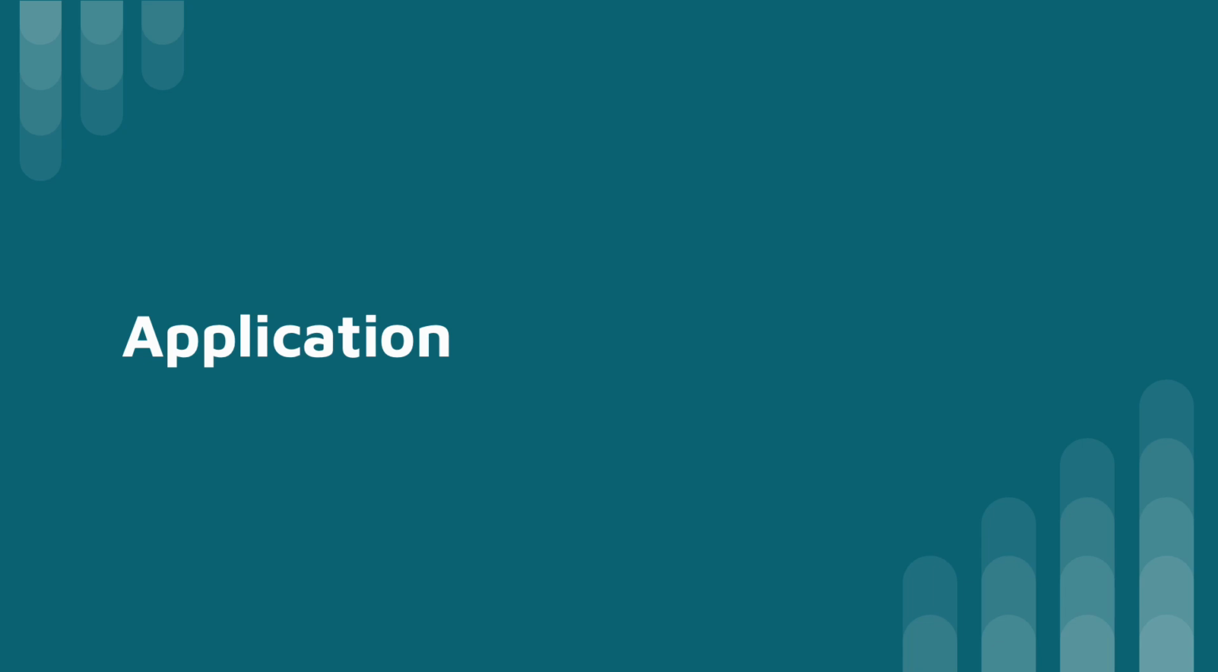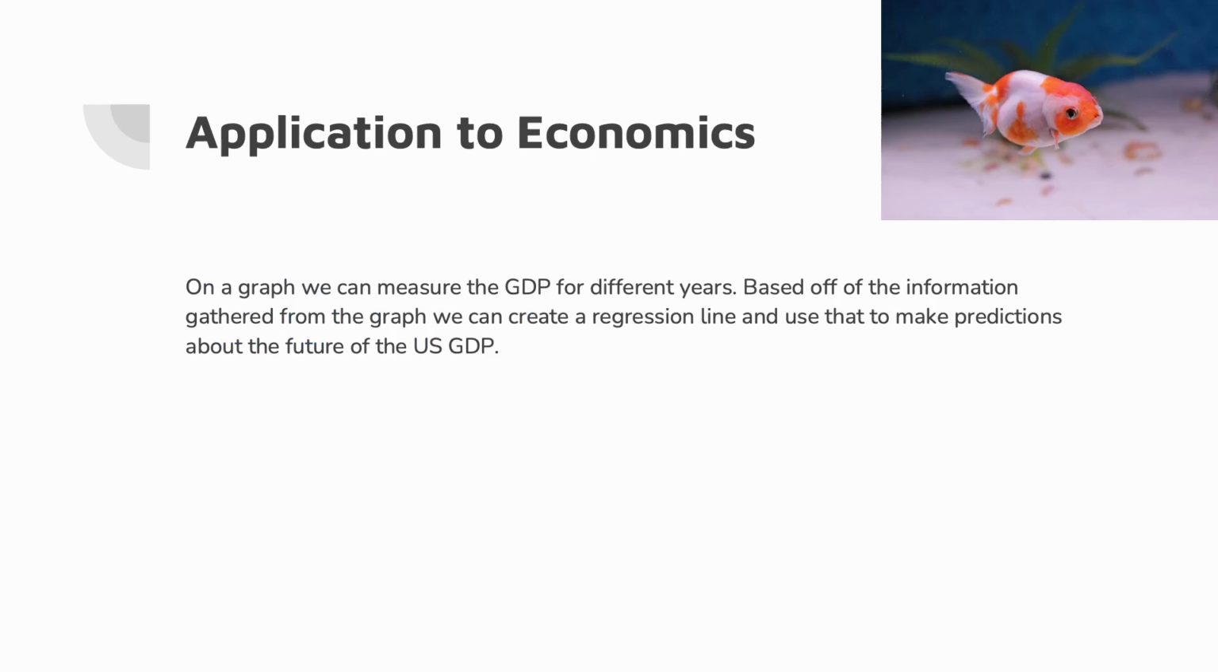Moving on to the application to a real-life situation, we can apply this to economics, where, on a graph, we put down the GDPs for different years, and based on those data points, we can create a regression line, and from that we can make predictions about the future of the United States GDP.